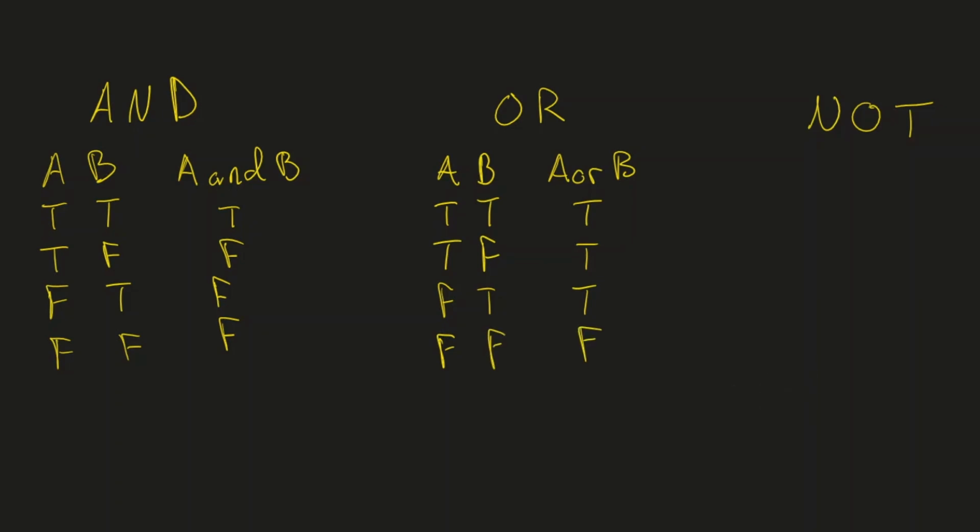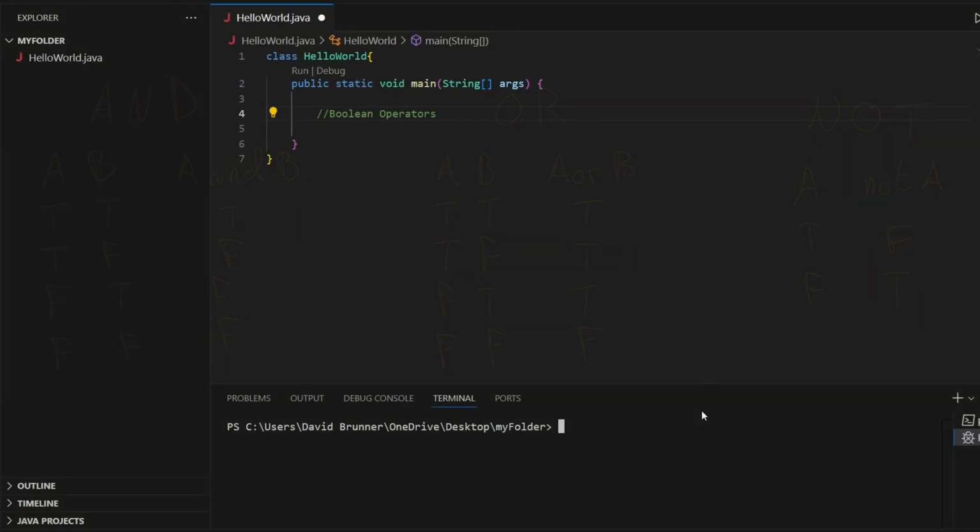Not is also pretty simple. If we have A and A is true, then not A is going to be false. And if A is false, then not A is going to be true. So now that we know a little bit more about the Boolean operators, let's see how they're applied in Java.